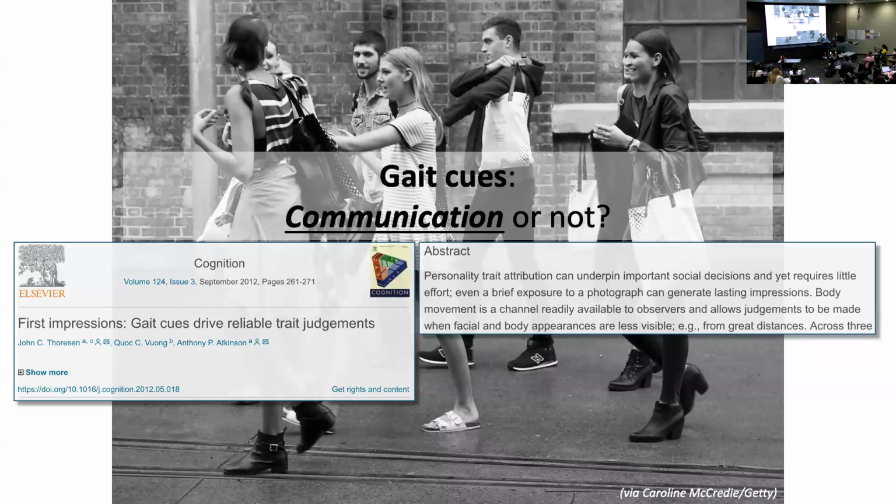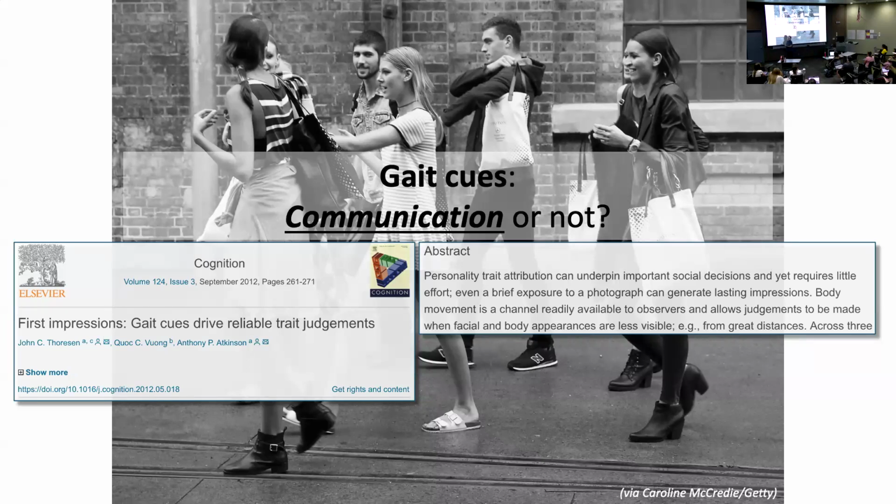So would we call the gait of individuals, people just walking around, you looking at them and saying, oh, based on the way you walk, I'm making this assessment of your personality, and it turns out it's reliable. Based on the way you walk, I make another assessment, and it turns out it's reliable. So would we call those gait cues communication?